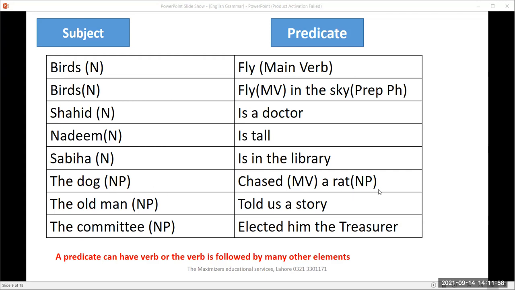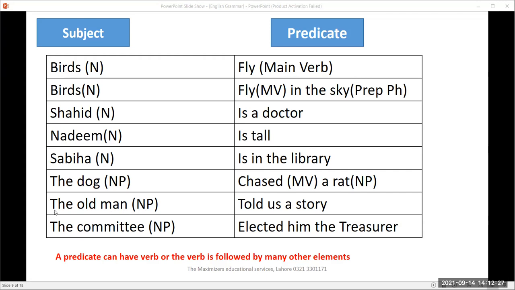The dog chased a rat. "The dog", two words, so it will be called a noun phrase and is acting as a subject. "Chased a rat": chased is the main verb, "a rat" is the noun phrase. We can also call it the object. So we can analyze a sentence according to the functional label and we can analyze a sentence according to its formal label. The coming slide will further clarify it.